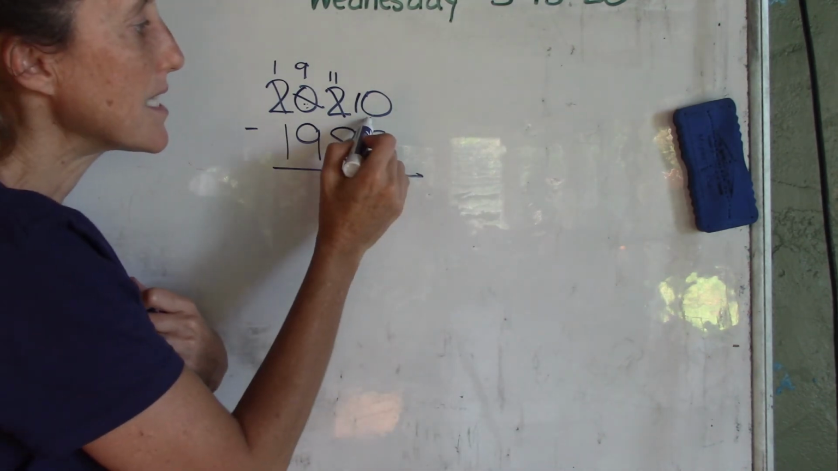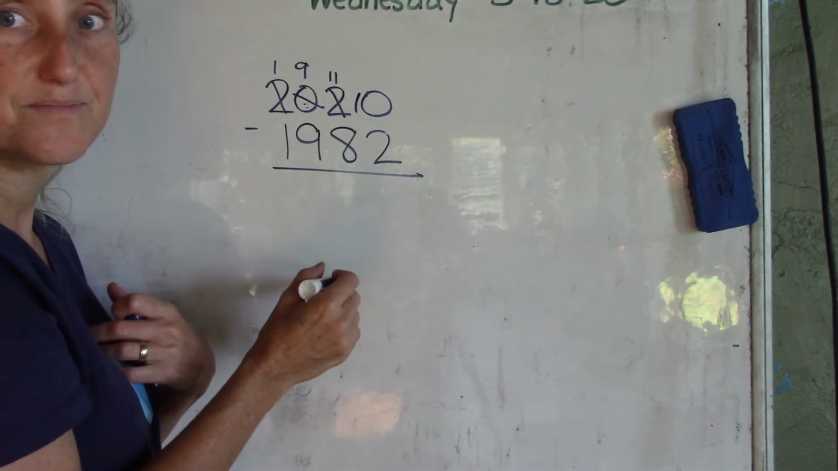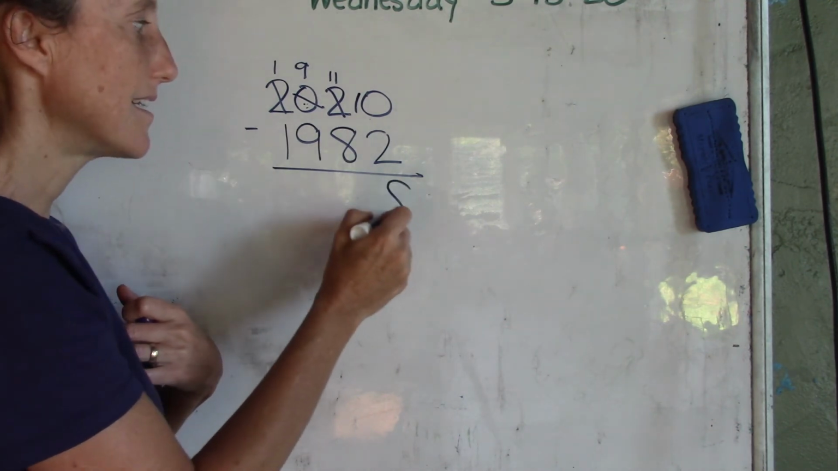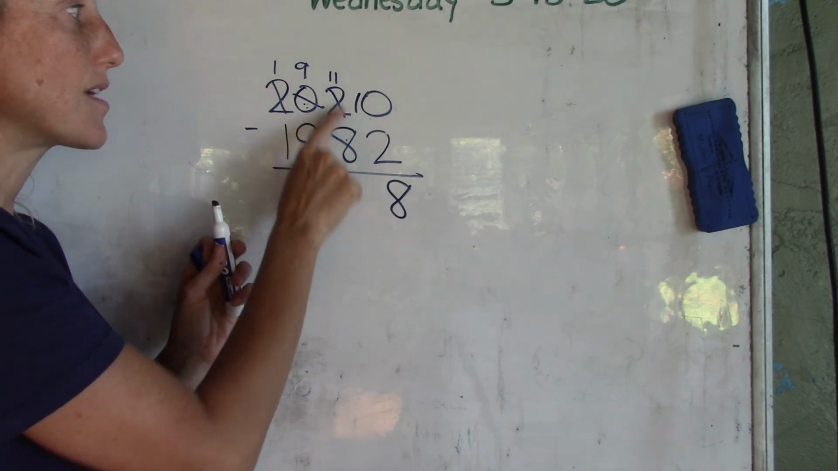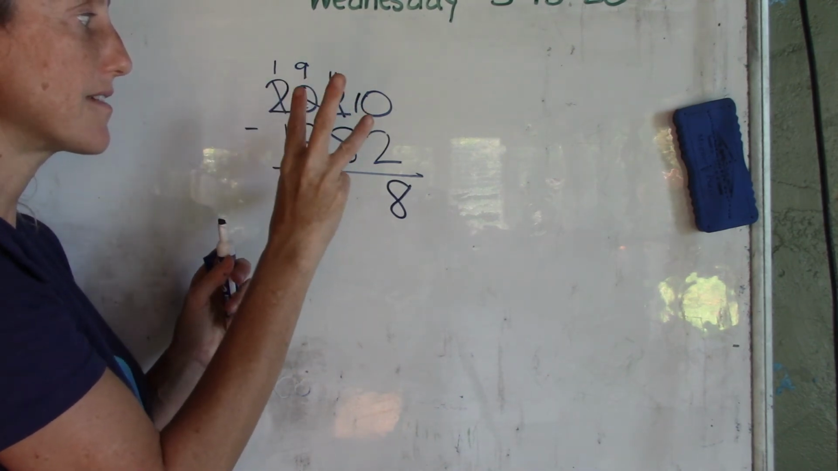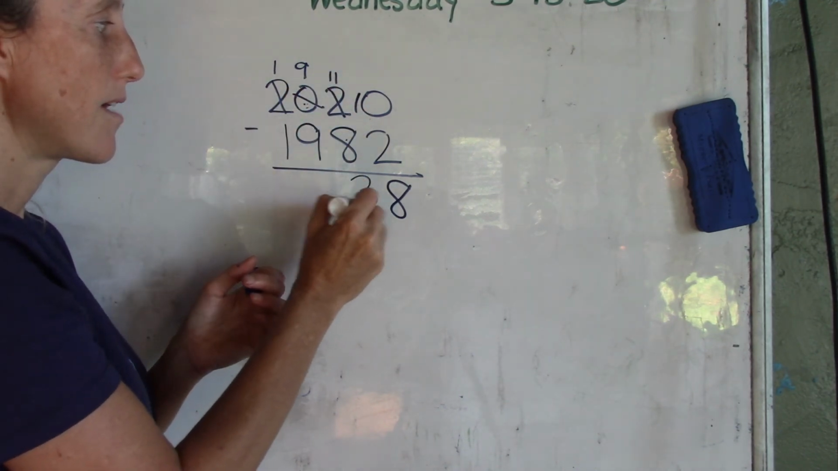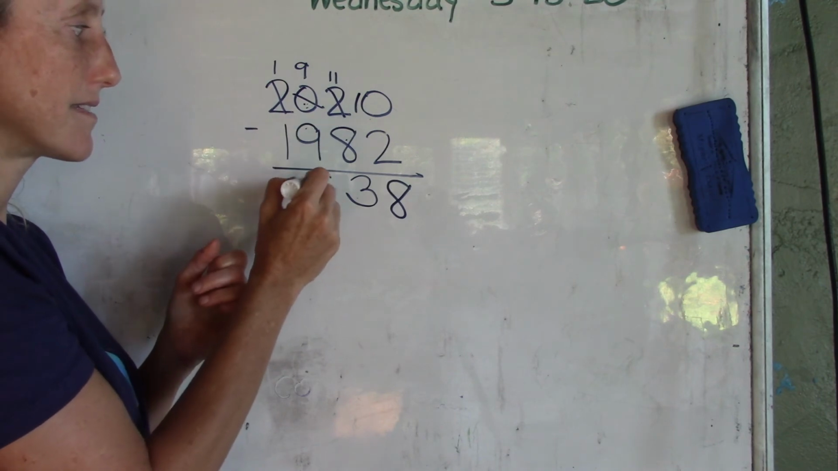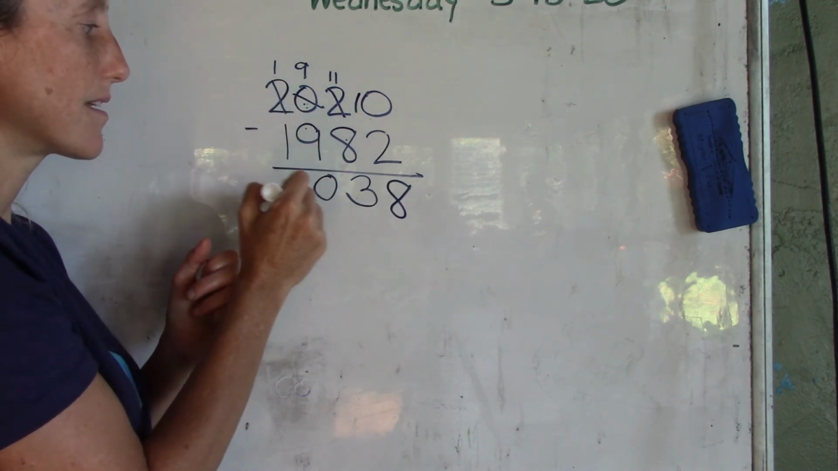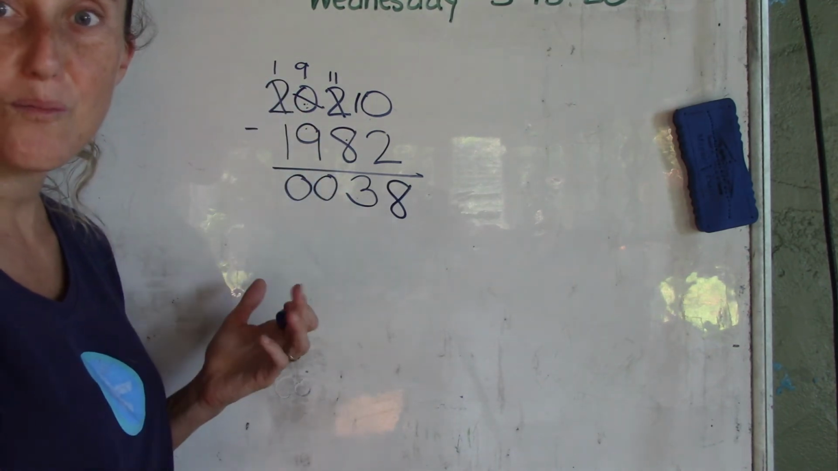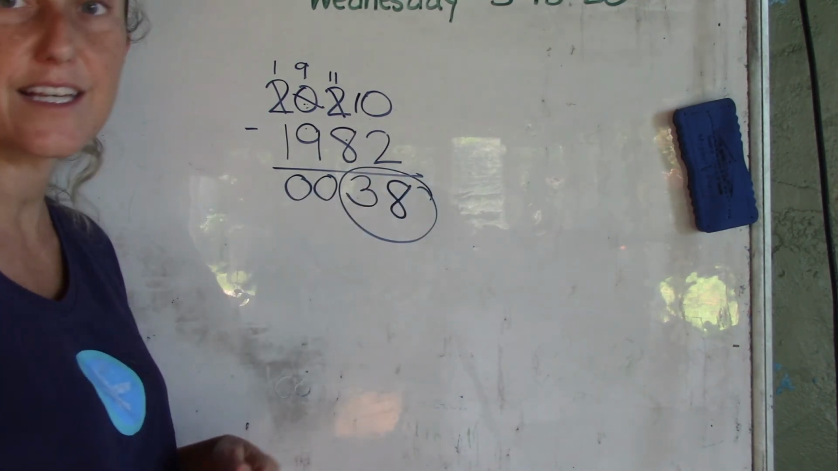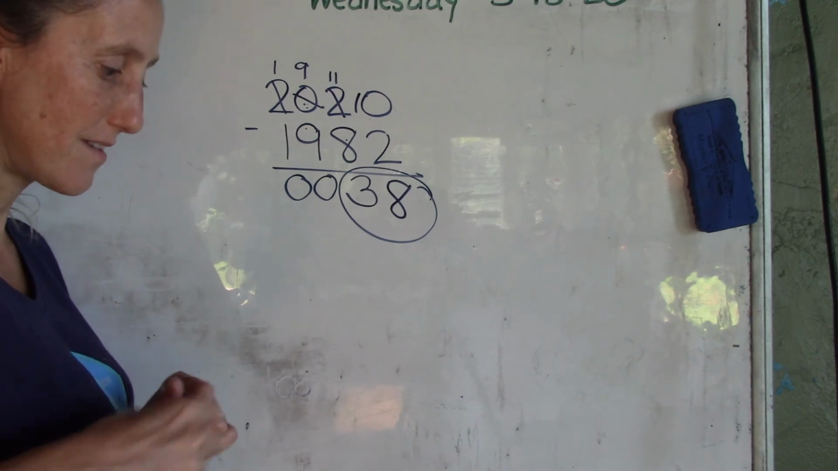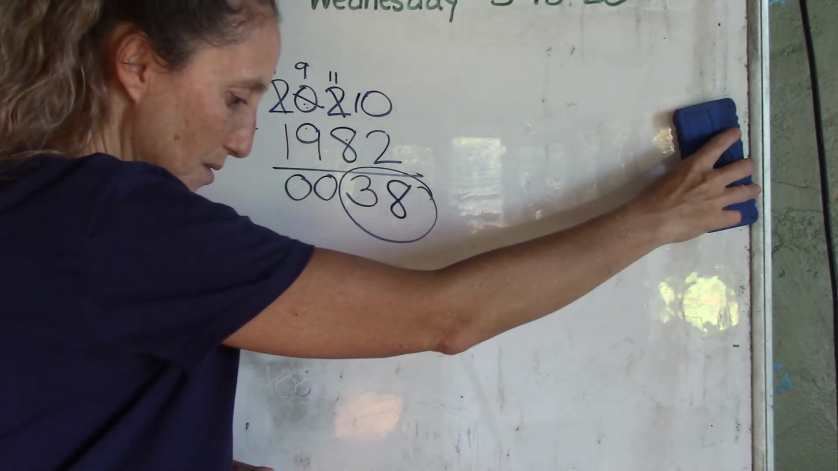So you come back. What's 10 take away 2? 8. Good. What's 11 take away 8? If you don't know, you can count up 8, 9, 10, 11. 3. What's 9 take away 9? 0. What's 1 take away 1? 0. So my friend, whose birthday is in 9 days, will be 38 years old if he was born in 1982.